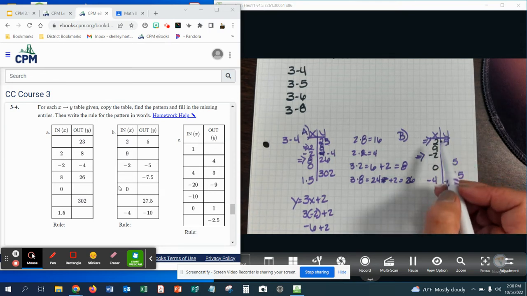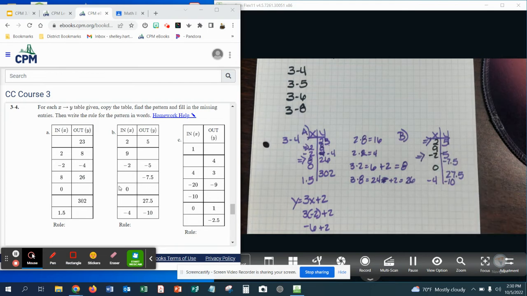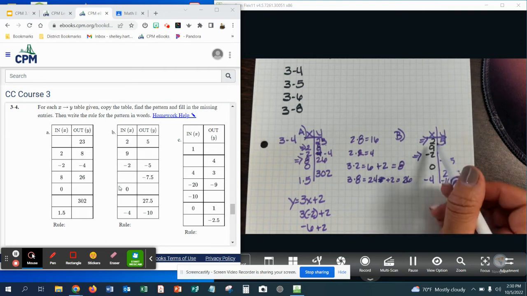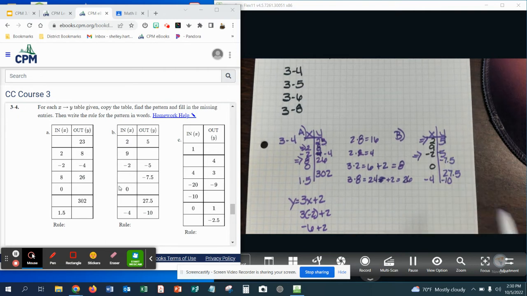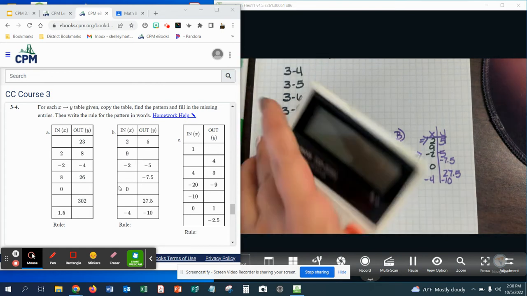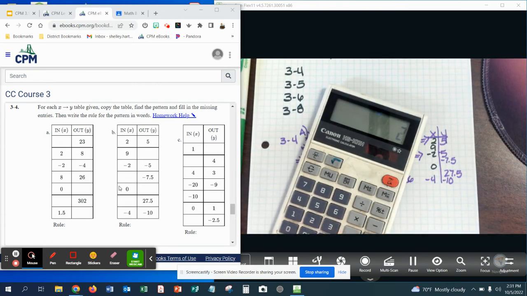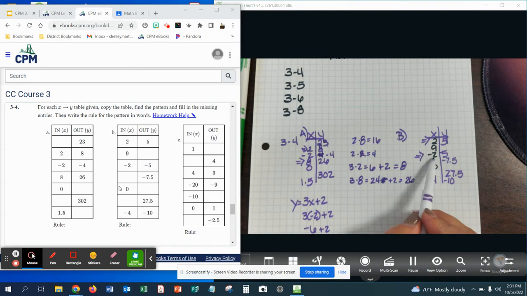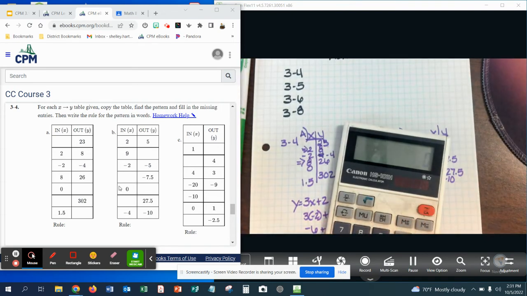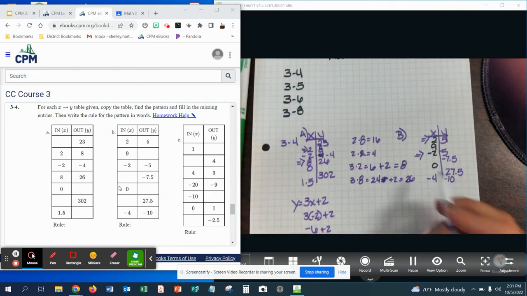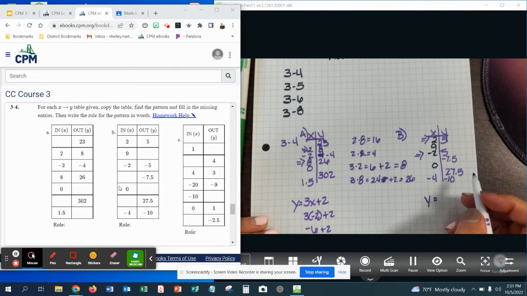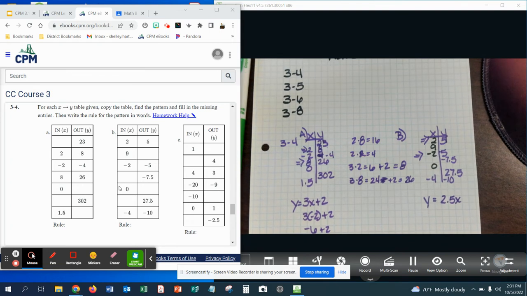What do you multiply 2 by to get 5? Well, 2 times 2 would be 4. But what if it was 2.5? Let's take a look at that. 2 times 2.5 equals 5. If you look, it also happened here. And look, if we multiply 4 times 2.5, we get 10. So our equation is going to be y equals 2.5x. All right, so that's A and B.